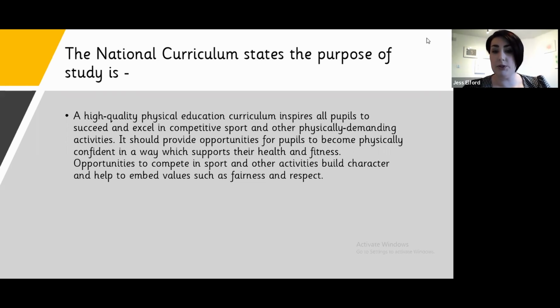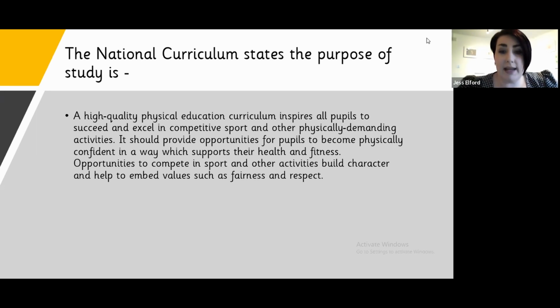It should provide opportunities for children to be physically confident that supports their health and fitness. So as well as the physical aspect of it, you should also be teaching the children about the impact that exercise has on their bodies and their well-being and their mental health, and how a healthy diet supports all of those things. So there's lots of crossovers with other areas of the curriculum there.